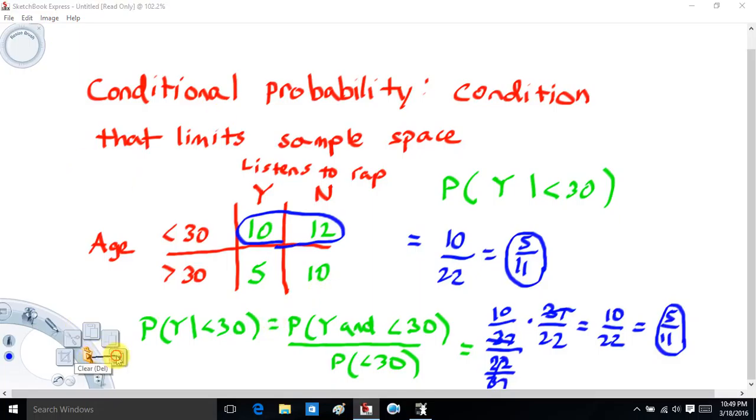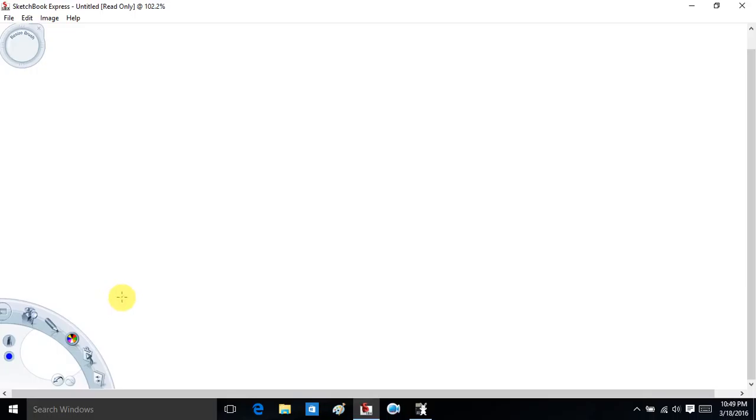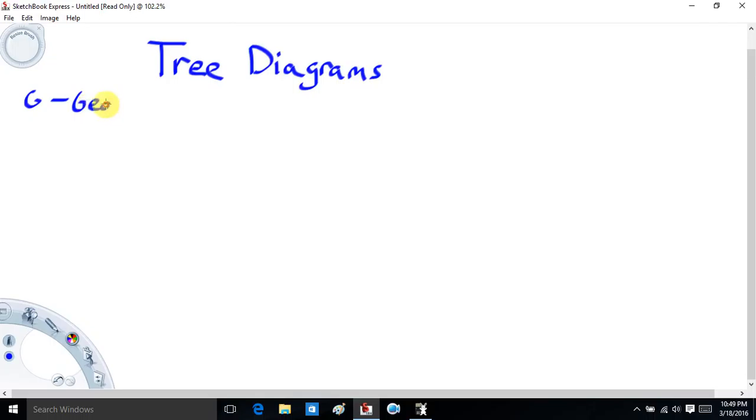Let's talk about another type of problem. This involves tree diagrams. So there are two coaches, Coach George and Coach Tom. We're interested in knowing how likely it is to get a scholarship given you have one of these coaches.